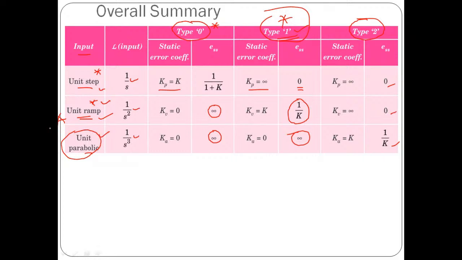So what is type? It is simply how many poles are available at the origin. If type 0, that means no pole is available at the origin. If it is type 1, one pole is available at the origin. If it is type 2, two poles are available at the origin. That's it.